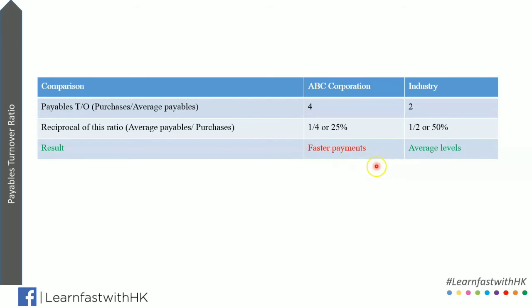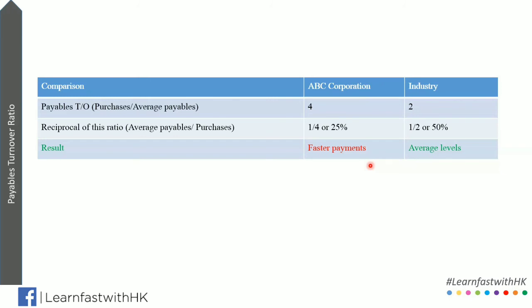It seems like a good thing to pay off your liabilities faster, but paying off your liabilities faster also burns out the cash faster. If ABC followed industry standards, it might have more cash in hand and therefore better working capital. On the other hand, paying off the suppliers late may negatively affect business relations. To conclude, we can say that it is always better to maintain this ratio close to that of the industry.